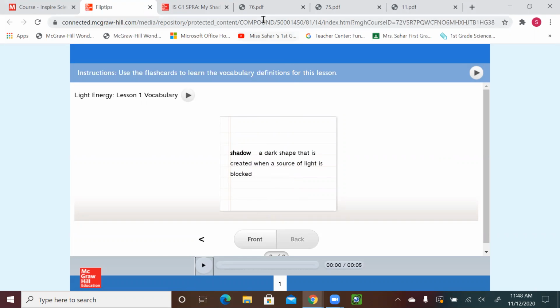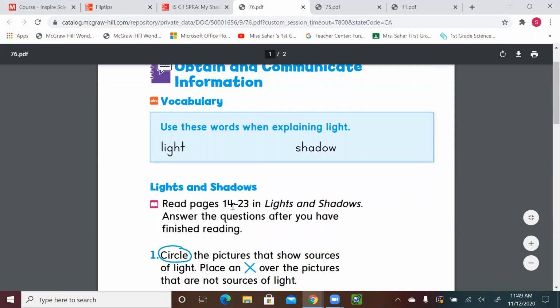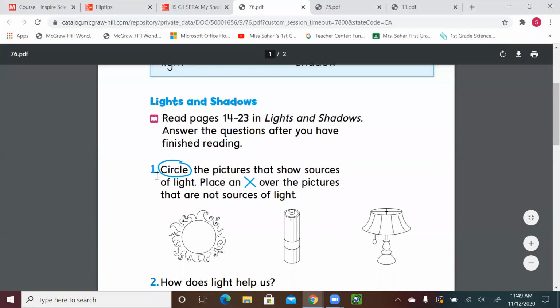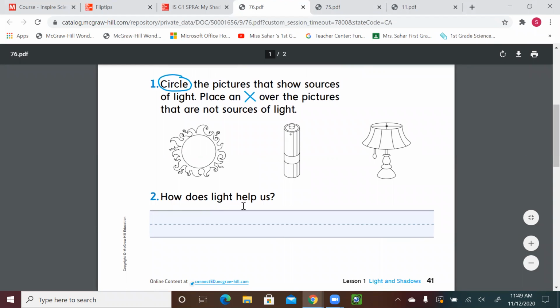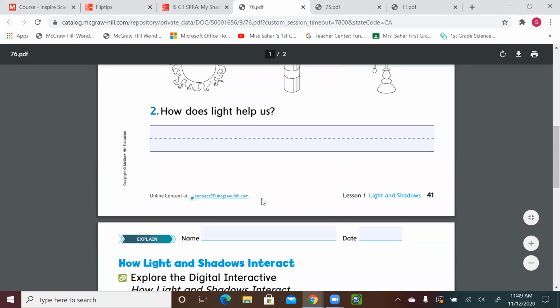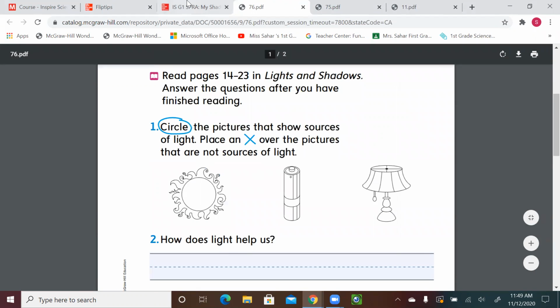Okay, let's go back to our page and read pages 14 to 23 in Light and Shadow. Answer the question after you have finished reading. We're going to play the story now, but let's read the questions first. Circle the picture that shows a source of light. Place an X over the pictures that are not a source of light. So we have three pictures. We're going to circle the pictures that are a source of light. Second question, how does light help us? All right, so we're going to read the story and then answer the questions.